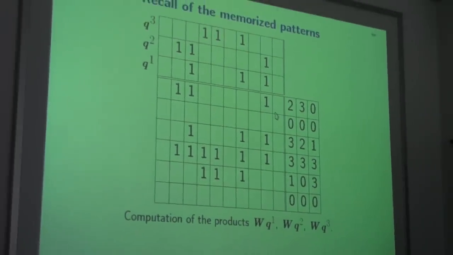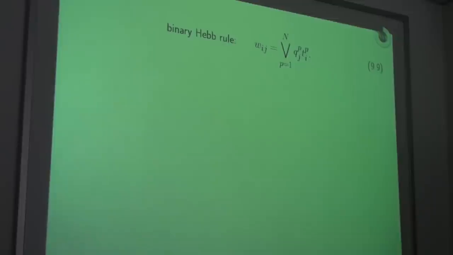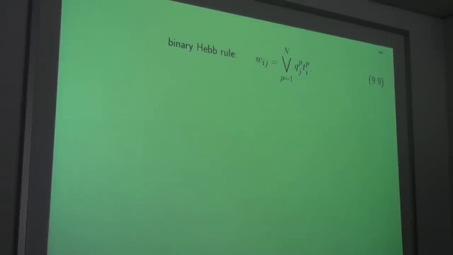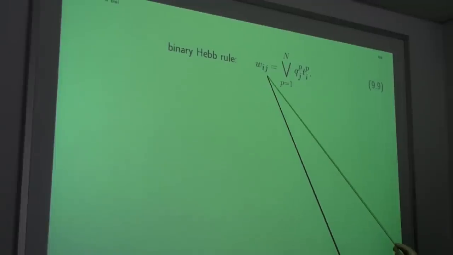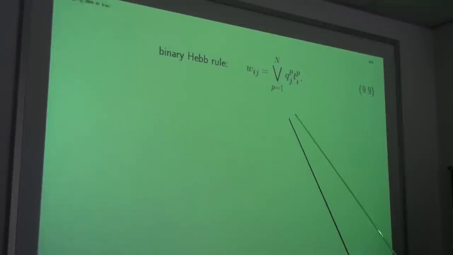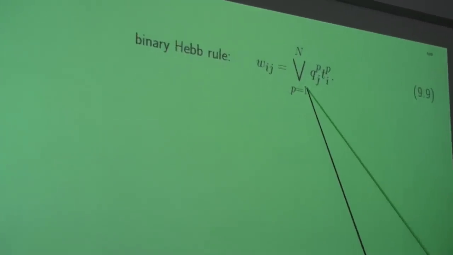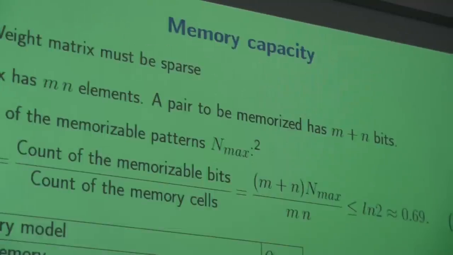Now let's look at how this example was implemented. Go back to the binary Hebb rule. The training formula can be written in this way. Wij, the weight with these indices, is no longer the sum over all patterns of this product; it's the OR conjunction, the logical OR of all the input patterns.